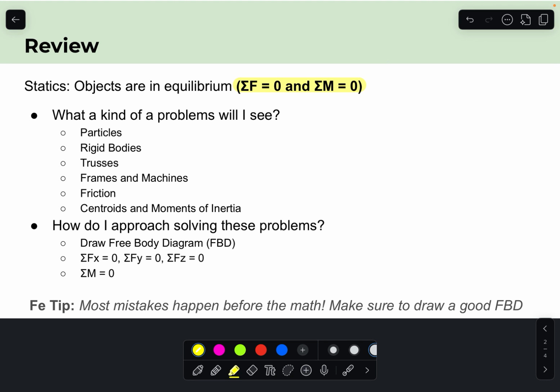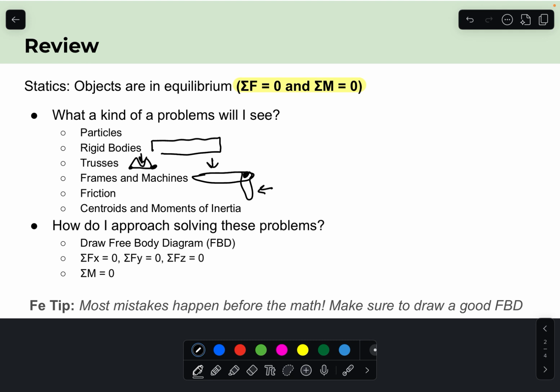When it comes to what kinds of problems you will actually see on the exam, it could be anything from a particle problem to rigid bodies, which, if you remember, are things like beams. It could be a bridge with trusses, like so, and then you have some loading. Frames and machines, so frames like an interlocking mechanism with pins and forces being applied. Friction between a surface, and centroids and moments of inertia.